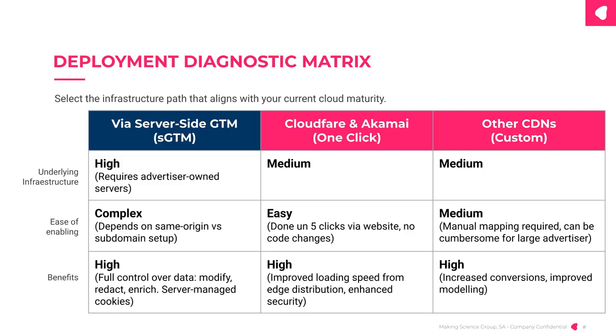Via server-side GTM, this results in the highest level of control, allowing full ability to modify, redact, enrich payloads via server-managed cookies. This is typically the most labor and infrastructure-dependent option. Via Cloudflare or Akamai, this is typically the fastest implementation, as Google has developed partnerships which create a native integration between platforms. As a result, the code changes are minimal. Via custom CDN, with other CDNs, it may require additional coding or manual mapping. The decision is not technical preference, it's organizational readiness and system architecture driven. If you need full data governance and enrichment, SGTM is ideal.